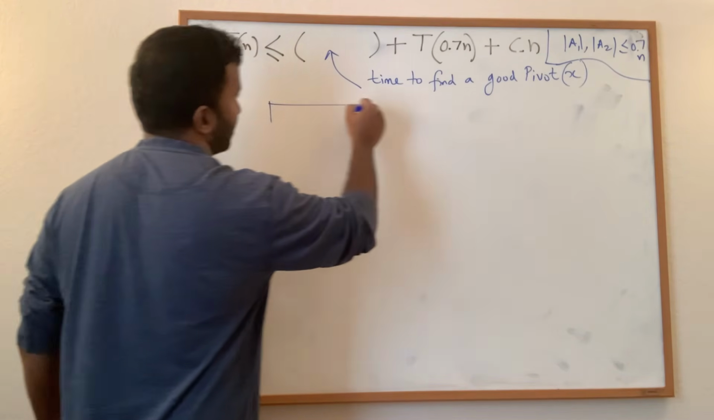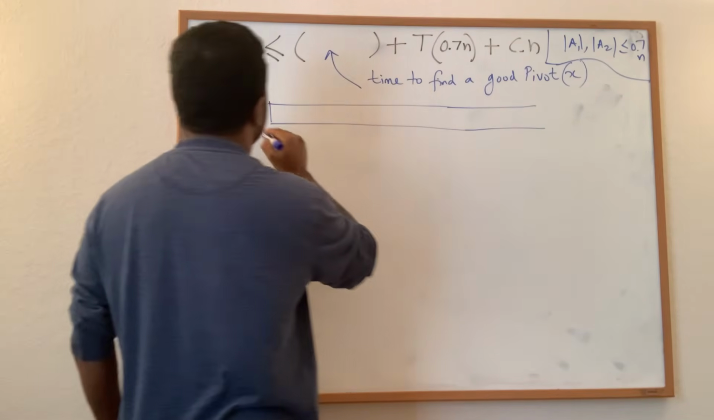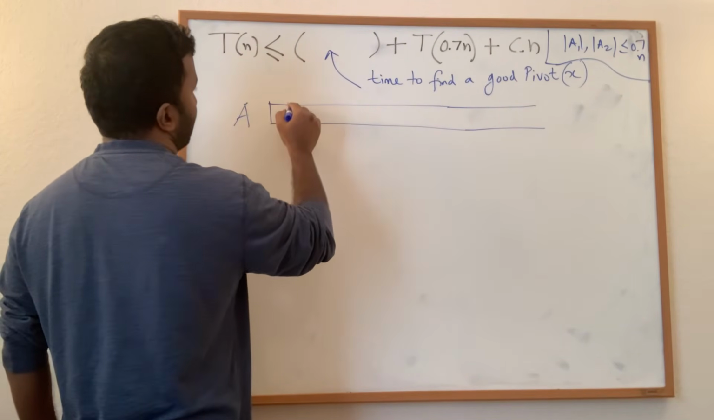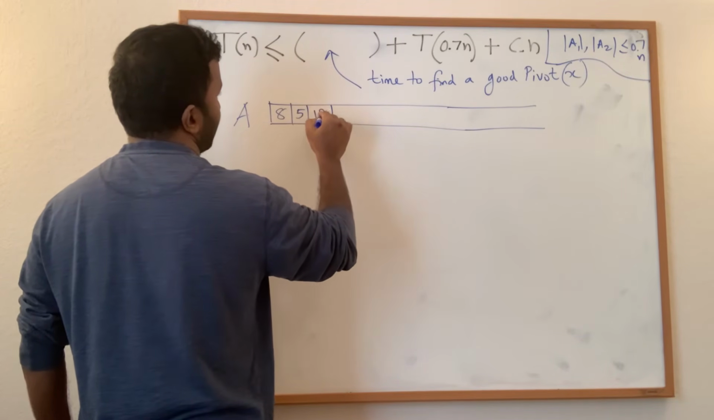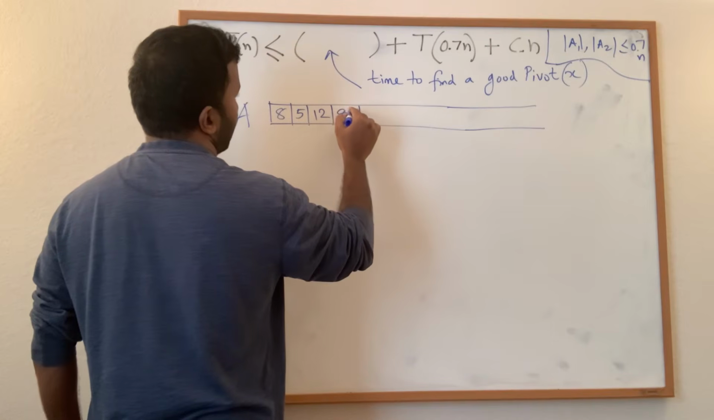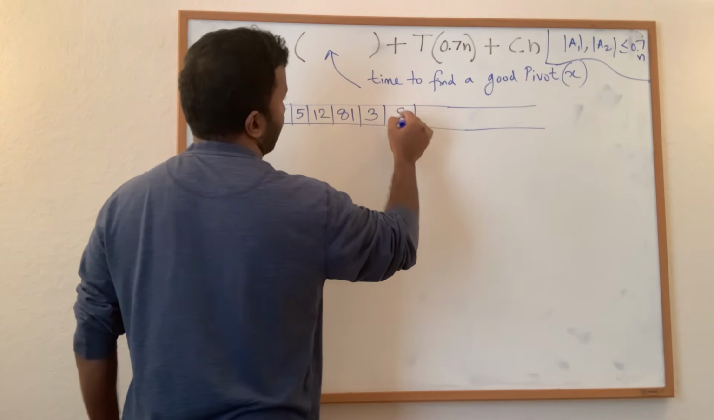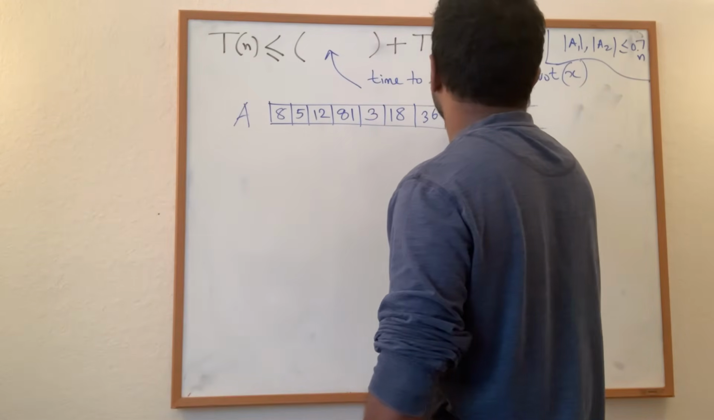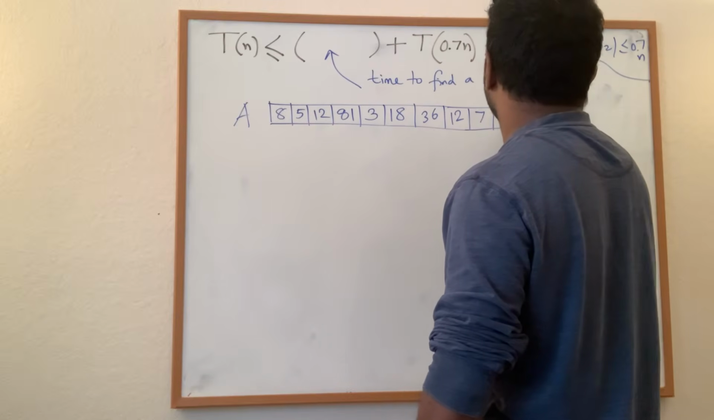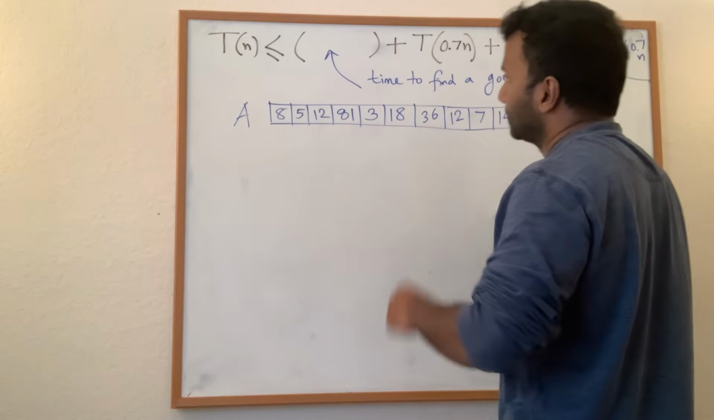What we're going to do is this. We'll take the array A. Let me just take a small example. A has numbers, let's say 8, 5, 12, 81, 3, 18, 36, 12, 7, 14, etc.